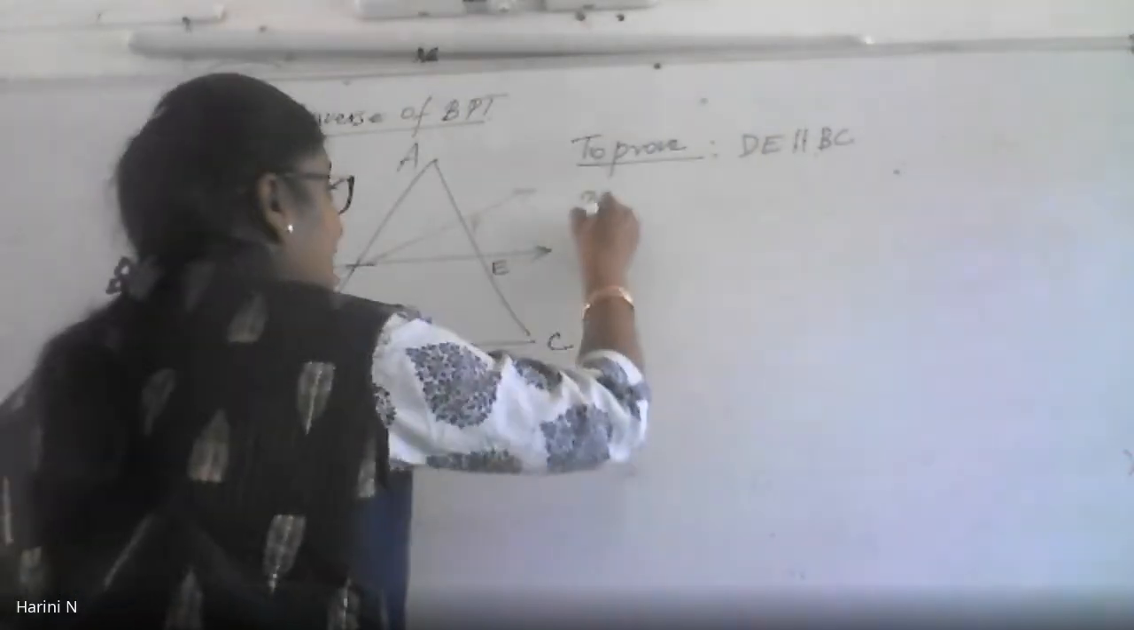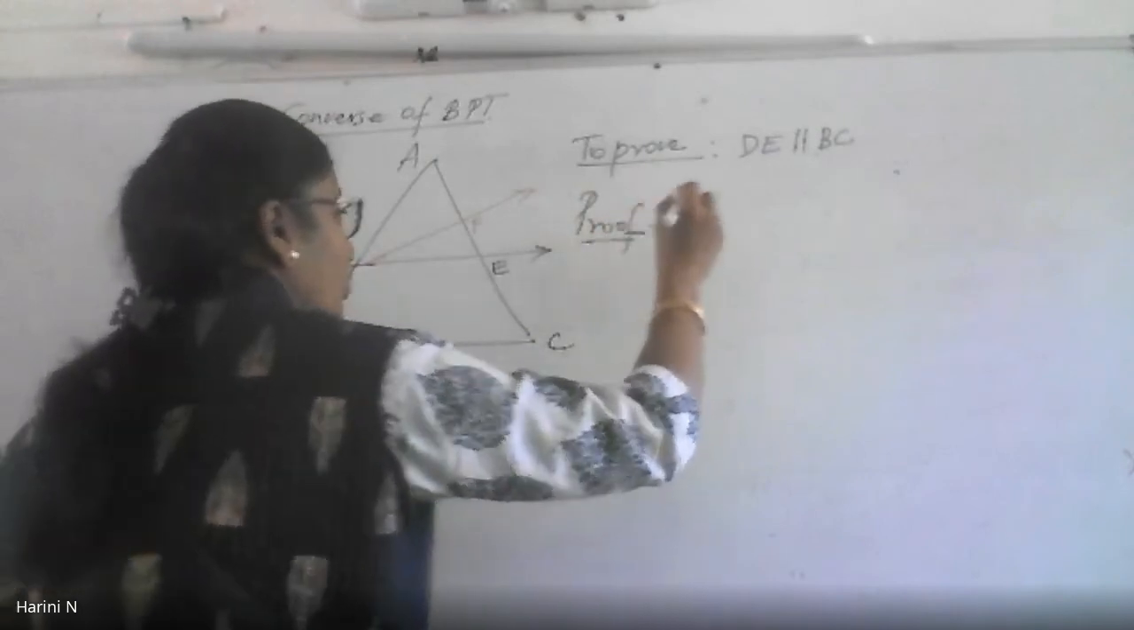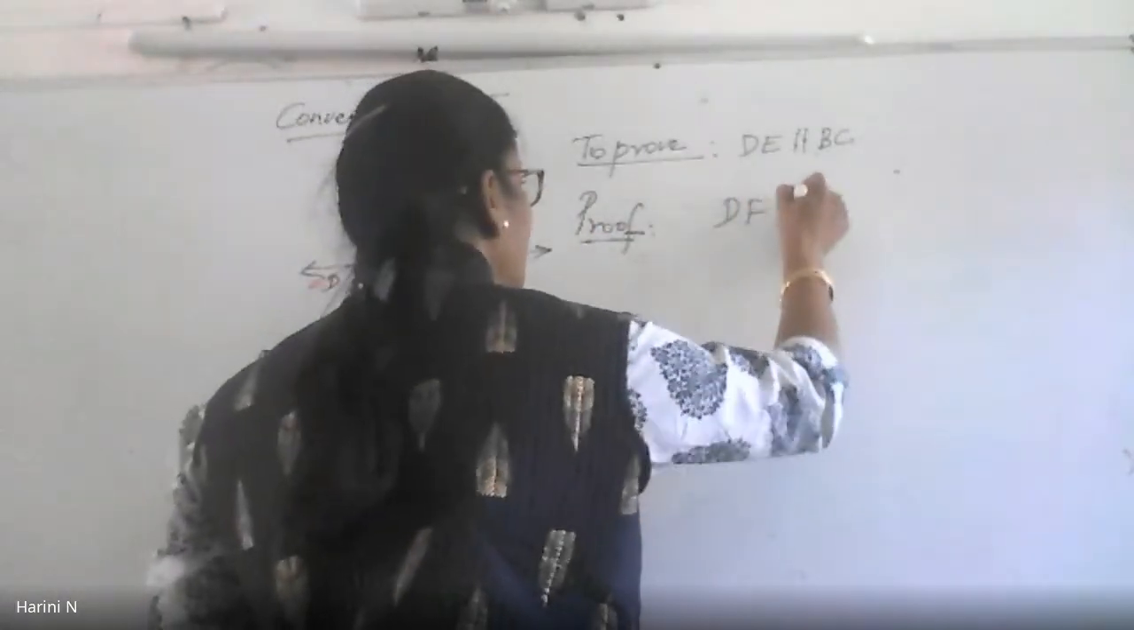So my first thing which I will get, because I know my assumption is DF is parallel to BC.